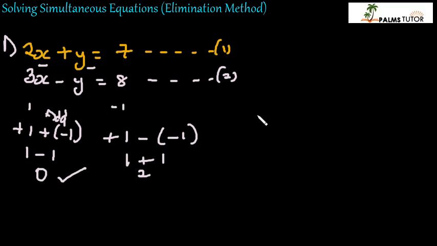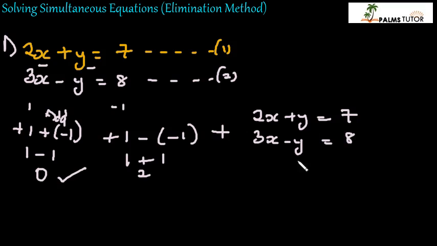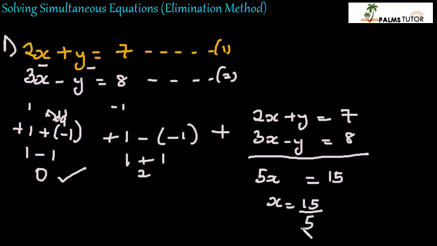And that's very simple. You have 2x plus y equals 7, and I have 3x minus y equals 8. Simple. Just add the two equations together. Now we have 2x plus 3x is 5x. Plus y minus y will actually be 0. And 7 plus 8 is 15. So now we have x equals 15 all over 5. 5 goes into 15, 3 times. So we have x equals 3.